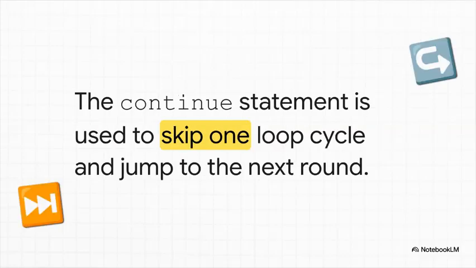Next, you've got continue. This isn't the emergency stop, it's more like the skip track button. When your code hits continue, it immediately abandons the current iteration and jumps straight to the top of the next one. It's perfect for when you find an item you just want to ignore, but you want to keep the loop going for everything else.